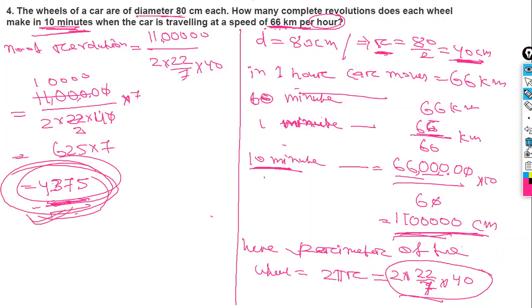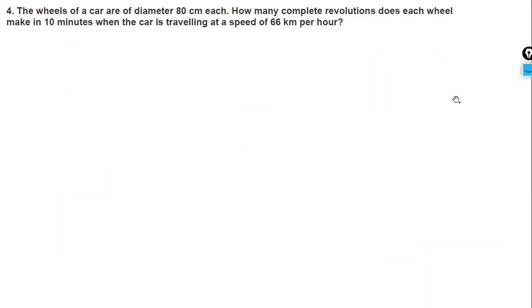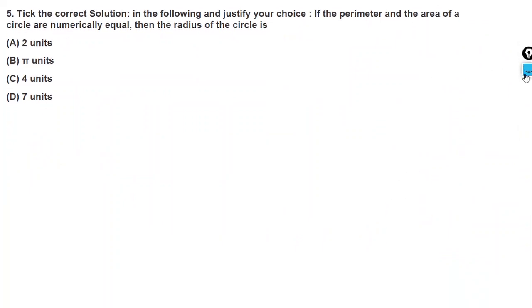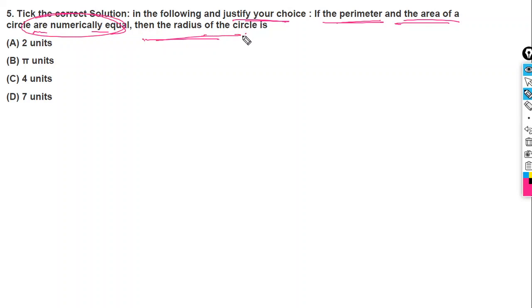Now we'll move to question number 5. This is the last question. Choose the correct solution in the following and justify your choice. If the perimeter and area of a circle are numerically equal, very nice, then the radius of the circle is dash. So if the perimeter and area of a circle are equal, then what do you have to find? The radius of the circle.